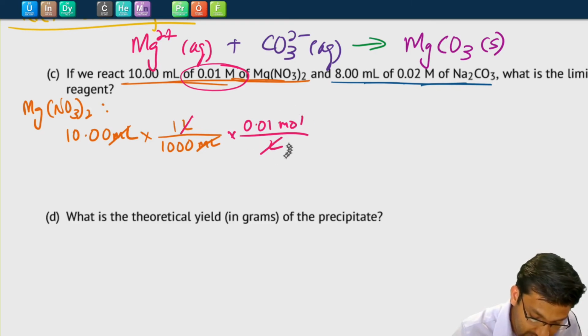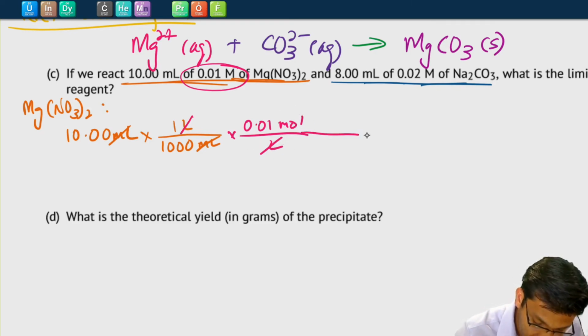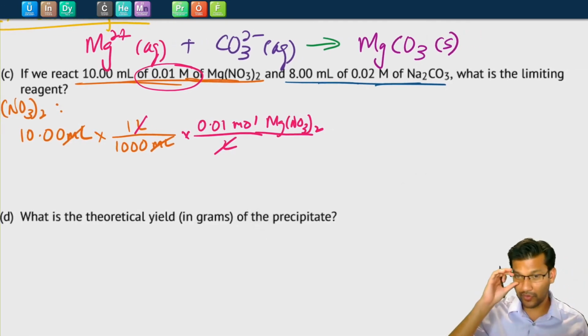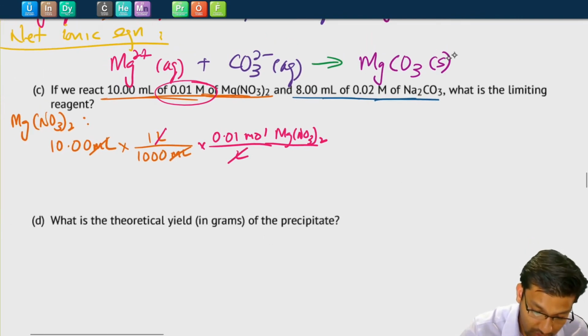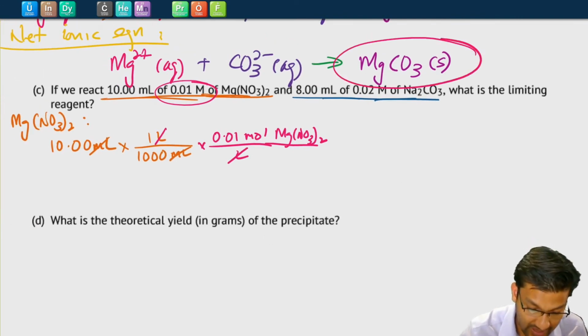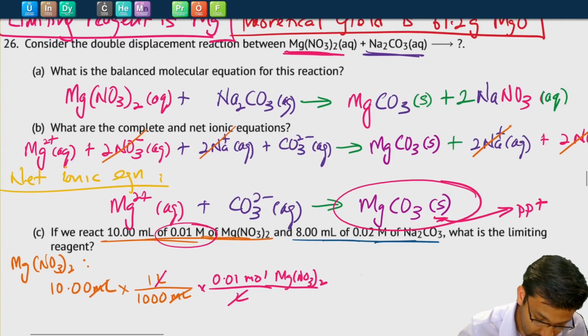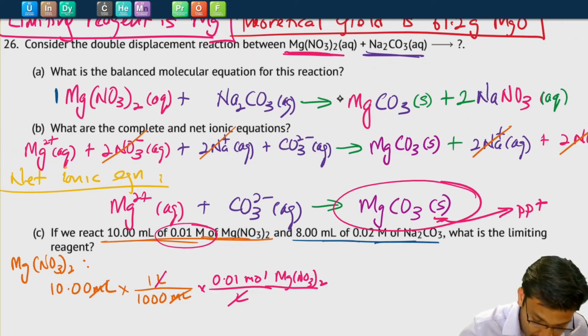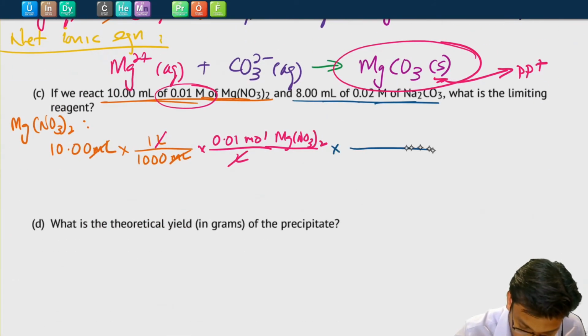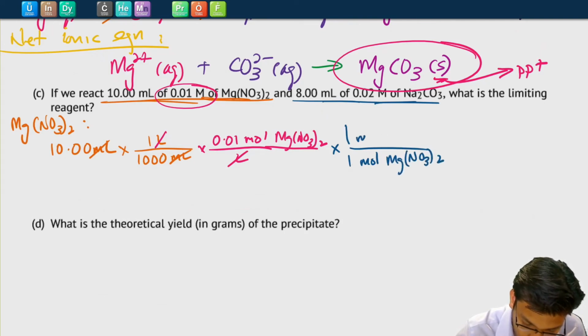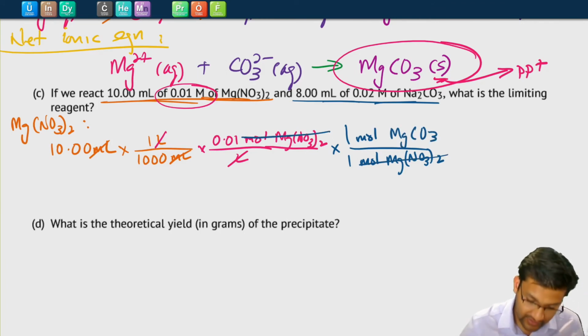So now that we have moles of magnesium nitrate, we should write magnesium nitrate so we remember what we're working with. We can use our balanced chemical equation to convert from moles of magnesium nitrate to moles of our product of interest, which is our precipitate magnesium carbonate. It's solid, and so this is the precipitate, PPT. Okay, so let's look at our balanced chemical equation. For every 1 mole of magnesium nitrate, there's going to be 1 mole of magnesium carbonate. So moles of magnesium nitrate cancel out.